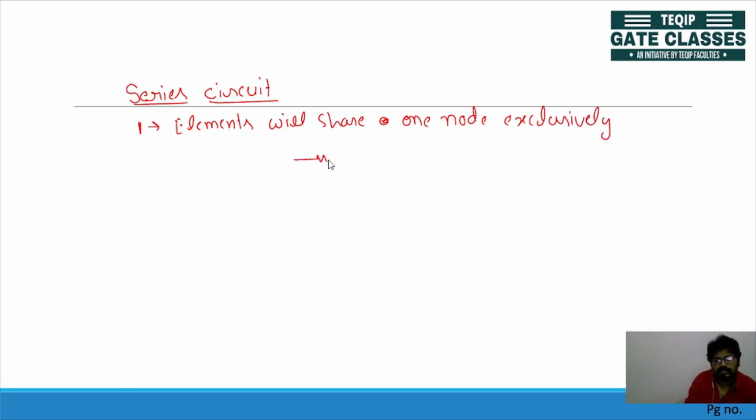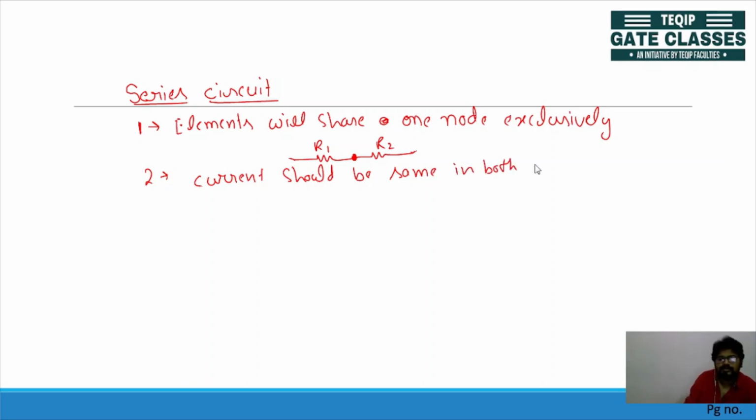Means if there is an element having resistance R1 and the other element having resistance R2, these elements are sharing one common node and the other terminals of the resistances are at different nodes. Okay, so that is the first condition, and the second condition is that the current should be same in both elements.